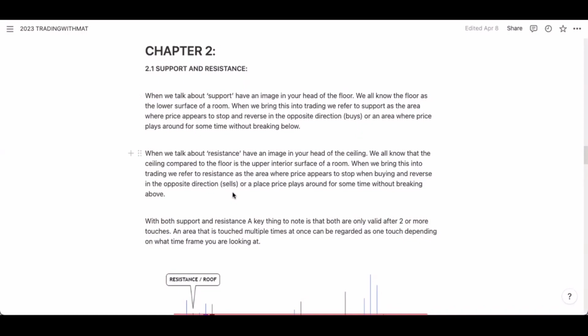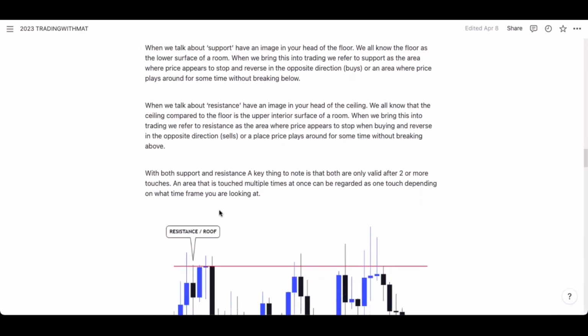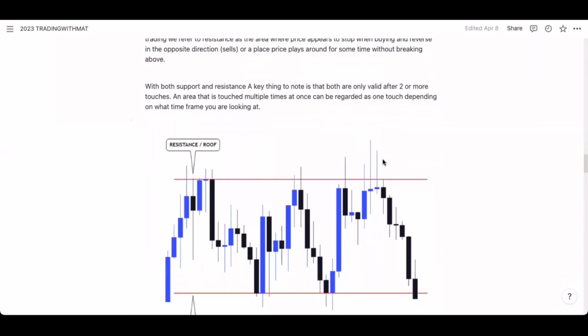All right. So with both support and resistance, a key thing to note is that both are only valid after two or more touches. An area that has been touched multiple times at once can be regarded as one touch, depending on the time frame that you are looking at. So let's say this was the 1 minute time frame. We would see this as one touch on a 5 minute or 15 minute time frame, because how many candlesticks do you have here? You've got 1, 2, 3, 4, 5. So on a 5 minute time frame, you would actually see this as one touch. I hope that makes a bit of sense.